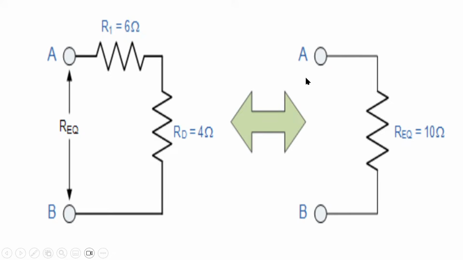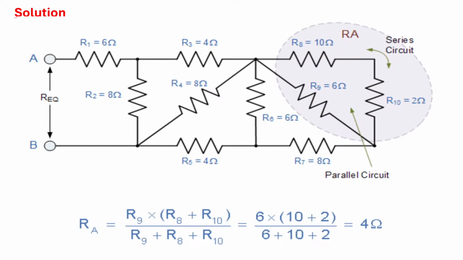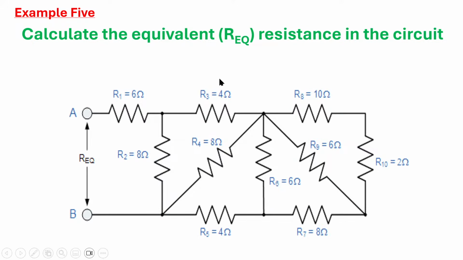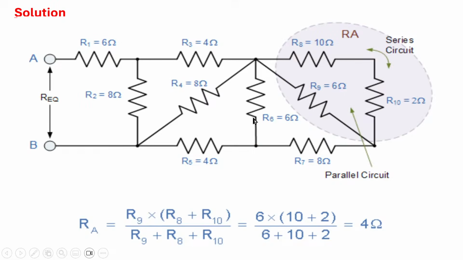Then we now have our final circuit where RD will now be in series with R1. So by the time we resolve that again in series, we are now going to have our equivalent resistance as 10 ohms. So you can see that we have been able to break that particular circuit into smaller versions in order for us to calculate the equivalent resistance of this circuit.